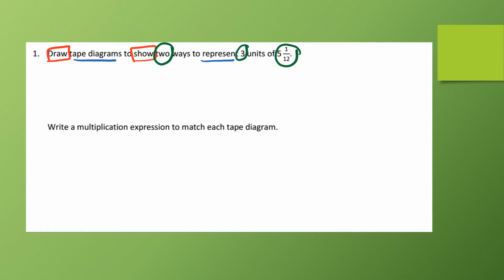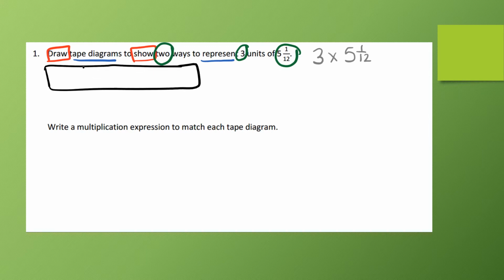Okay, so I have to show essentially what I'm going to be doing is 3 times 5 1/12. So when I look at my tape diagram, I need 5 1/12 3 times. So I can do this 2 different ways. I can make 3 boxes that each have 5 1/12 in it.